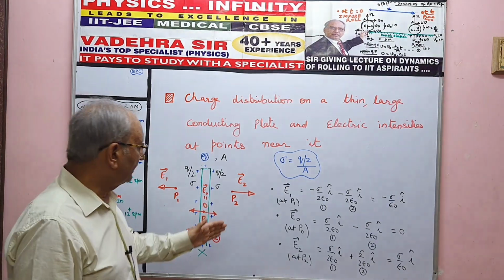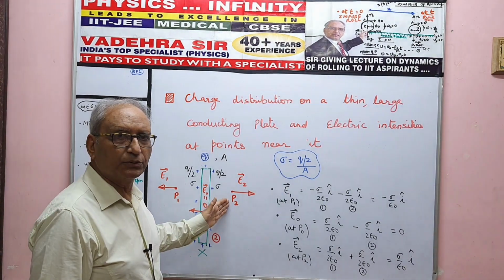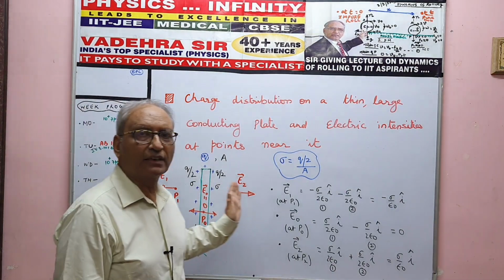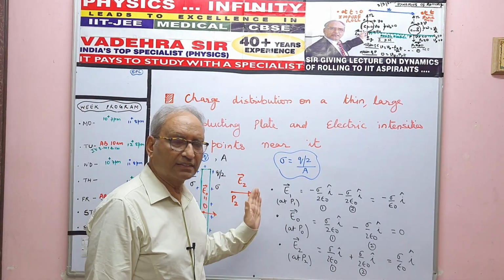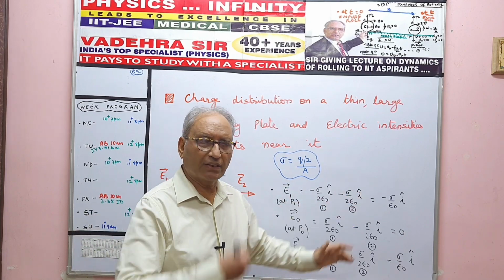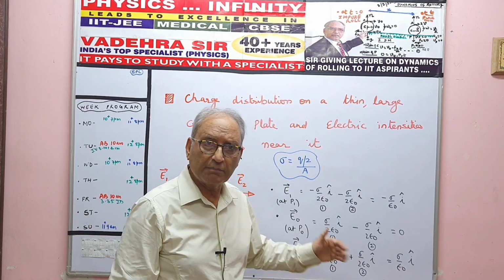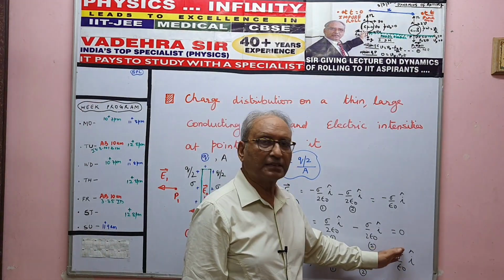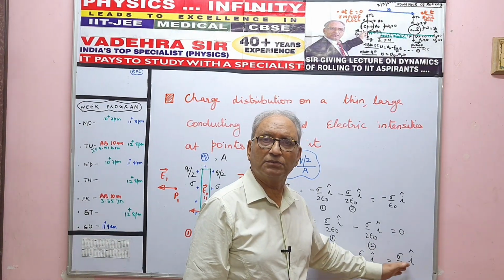Now let's talk about the point P2. For face 2 and face 1, both will create a field that is along I cap, because this direction is I cap along the x-axis. I add them together and I get the field sigma upon epsilon naught I cap.